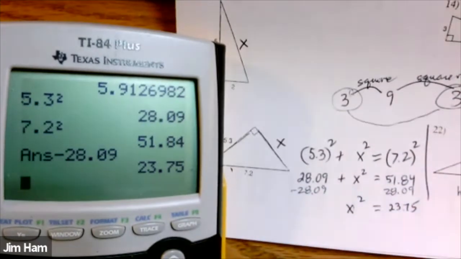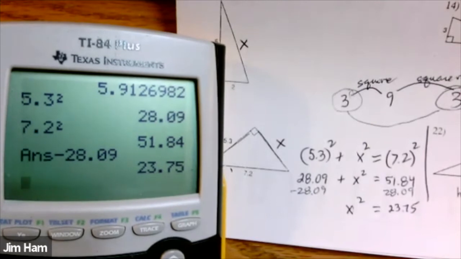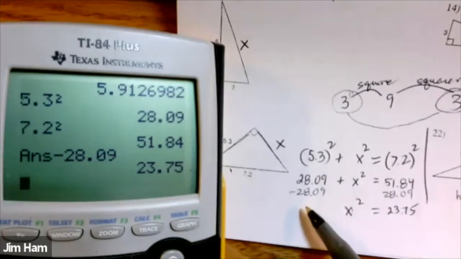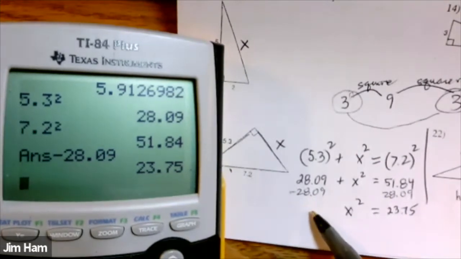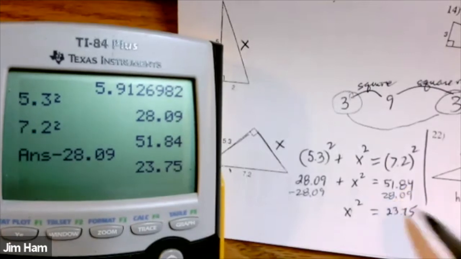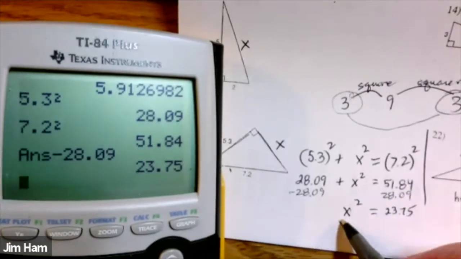23.75. If you're going to round on these problems, only round the very last answer. So never round intermediate results. For example, I wouldn't want to round this to just 28. I want to leave it at 28.09. And I wouldn't want to round this to 51.8. Leave it 51.84. All right, now we're going to take the square root.